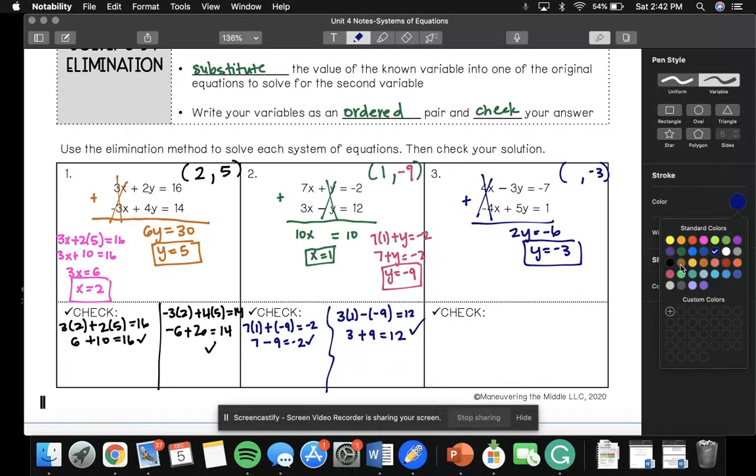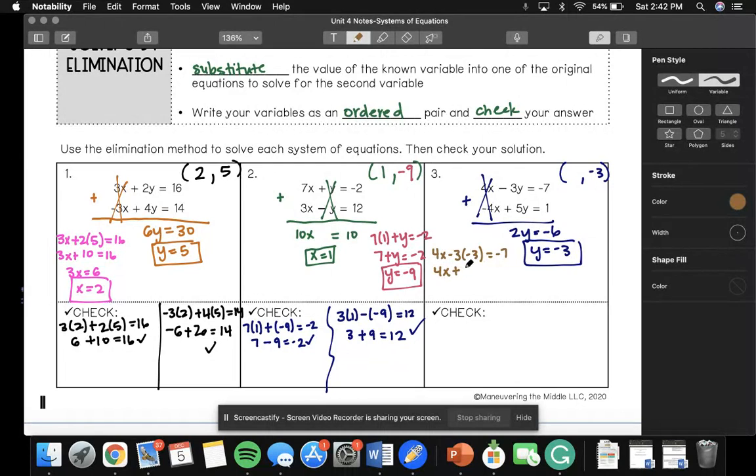Okay. Then to figure out the x, again, you could use either one. 4x's minus 3 negative 3's need to equal negative 7. 4x plus 9 equaling negative 7. 4x equals negative 16. X equals negative 4.